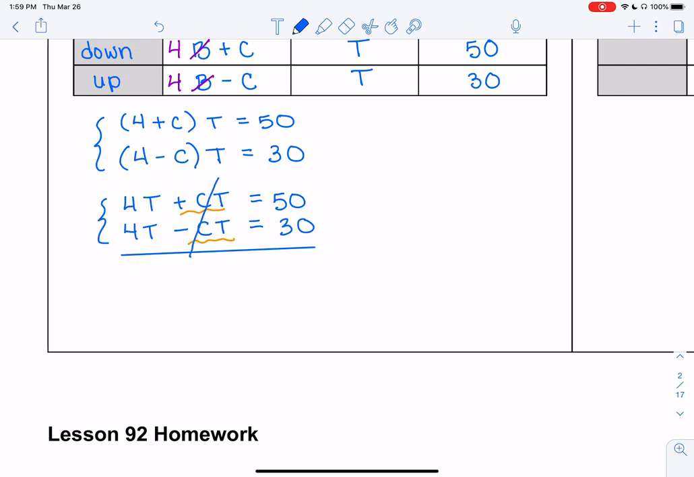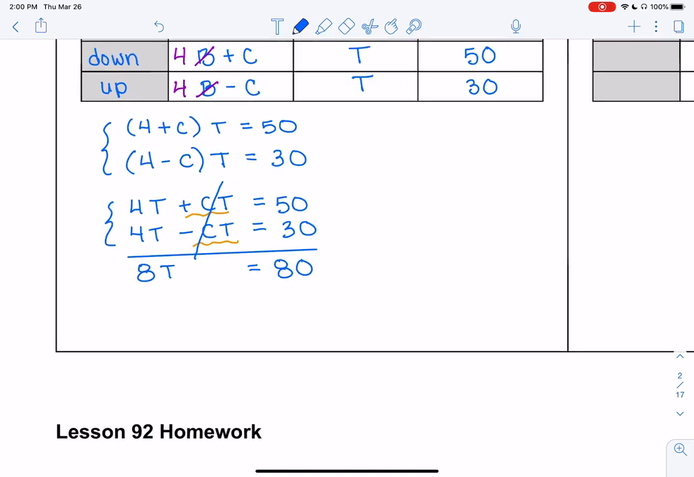Okay, and then 4t plus 4t is 8t. 50 and 30 make 80. If I divide both sides by 8, I get t equals 10 hours. Okay, so that is one of my solutions, that it does take 10 hours.